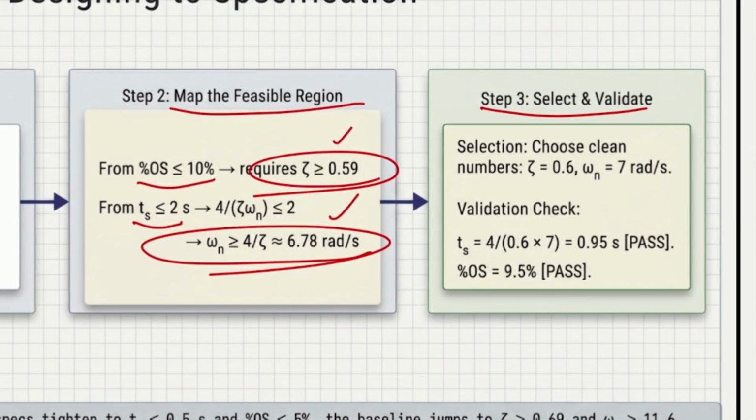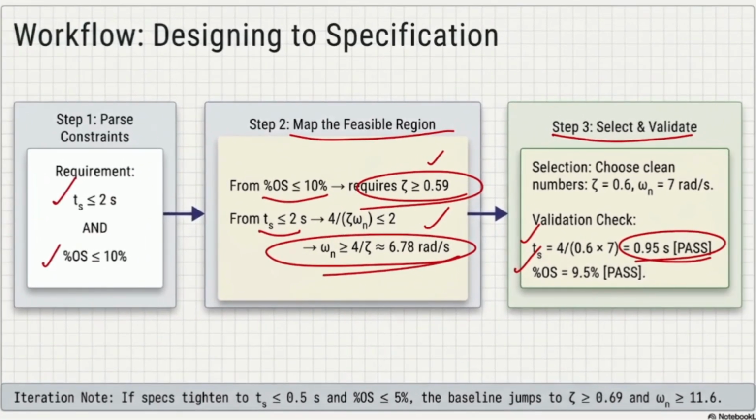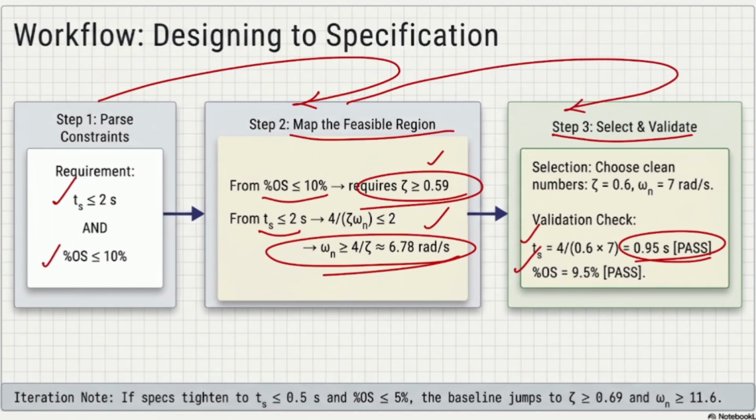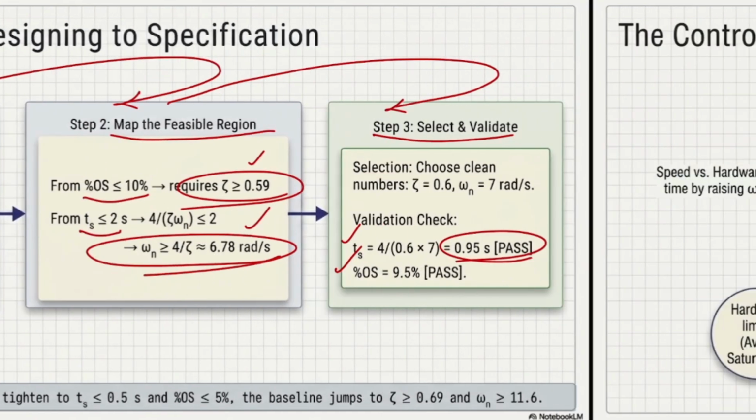And if I do the validation over here, for example, if I choose that specific number for omega n and zeta, I can find the TS itself, and TS is 0.95, which is okay, and overshoot is also fine. So it is very important. First of all, start with your constraints, find some numbers, and when you have found those numbers or characteristics of your system, you still have to validate them.